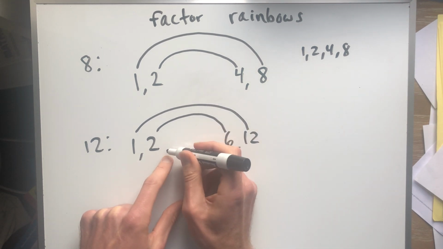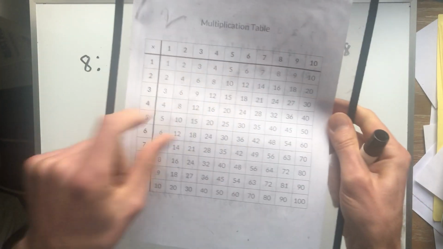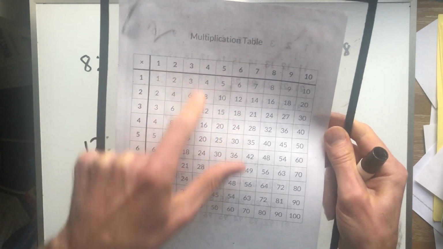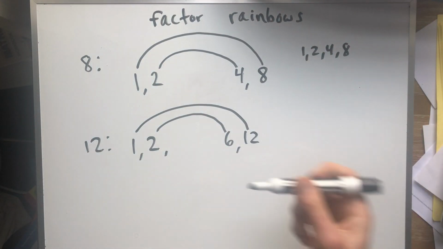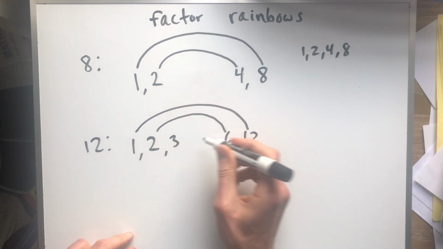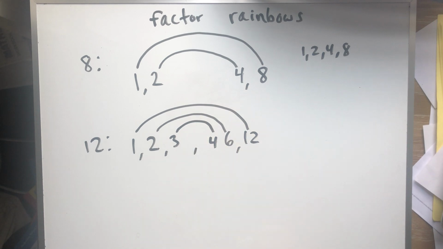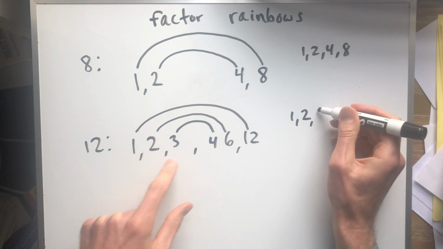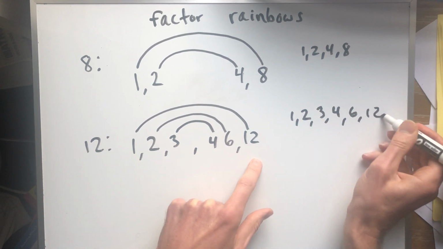What about 3? Does 3 go into 12? Well, if you're not sure, you get out your handy dandy multiplication table and you're like, oh, sure does. 3 times 4 is 12. I see 12 right there in the 3's. So 3 does go in. It's 3 times what? Times 4. So the factors are 1, 2, 3, 4, 6, 12.